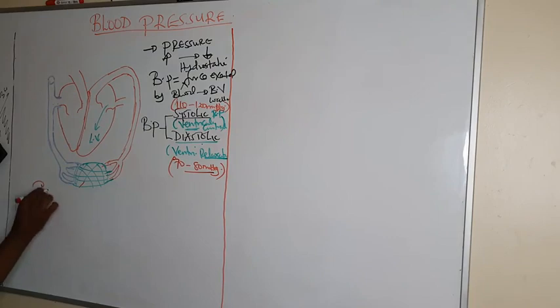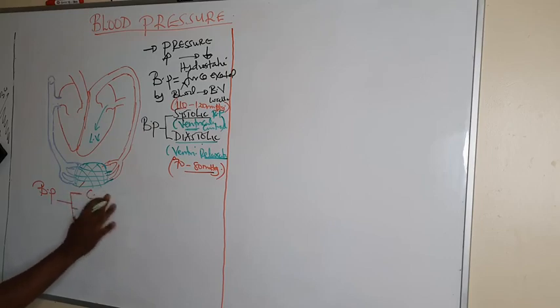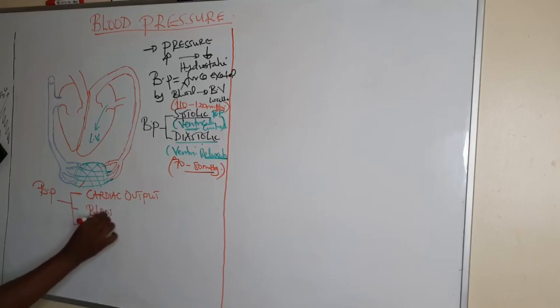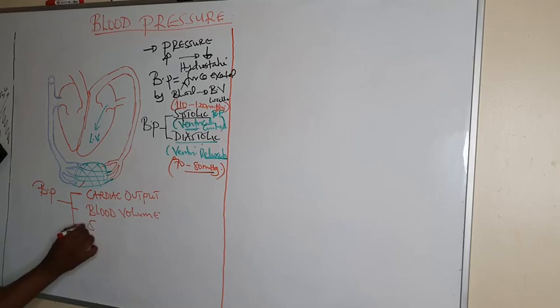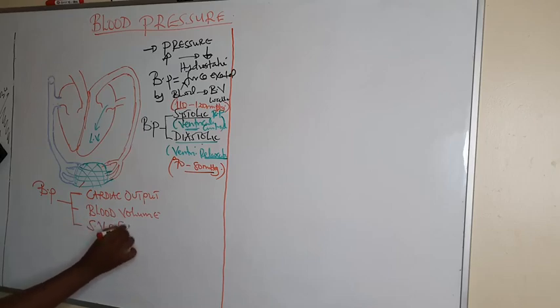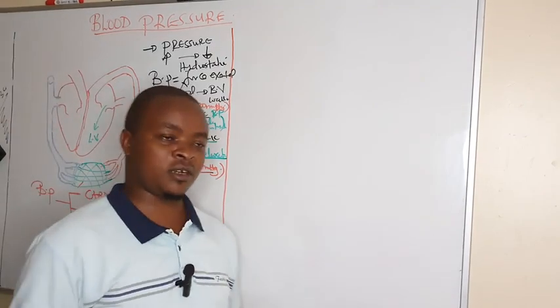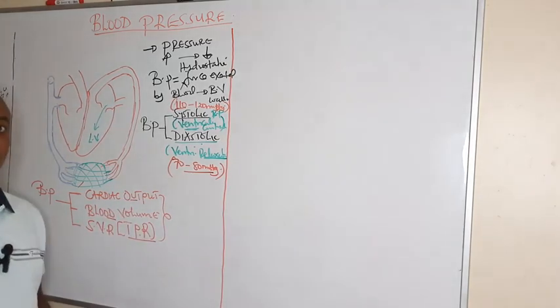So we are going to see that the blood pressure is affected or determined by three circumstances. One is cardiac output. Then it is also influenced by blood volume. Then lastly, it is also influenced by systemic vascular resistance, or what you can call total peripheral resistance. So these are the three factors that determine the pressure of an individual: cardiac output, blood volume, and total peripheral resistance.